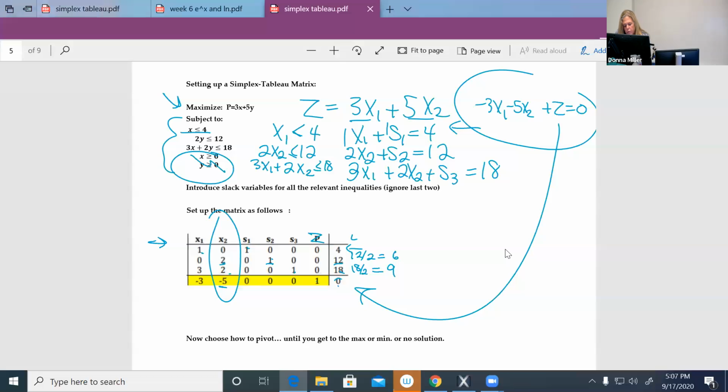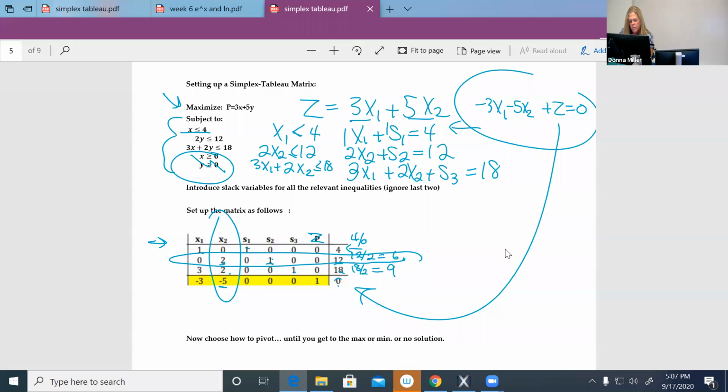Now this one's weird. 4 divided by 0, what's that equal? No, it doesn't equal 0. Try it on a calculator. What happens? You get an error, right? You can't divide by 0, so you're going to ignore that one. With these quotients, it has to be positive and it has to be defined. The smallest positive number I get is 6. So this would be my pivot row.